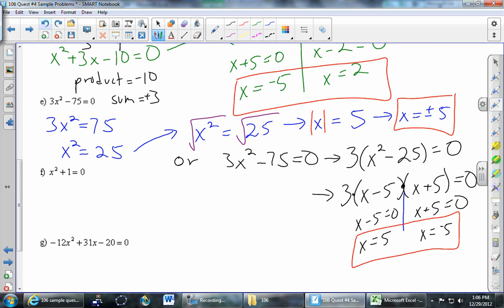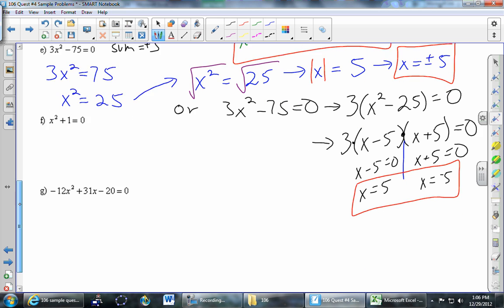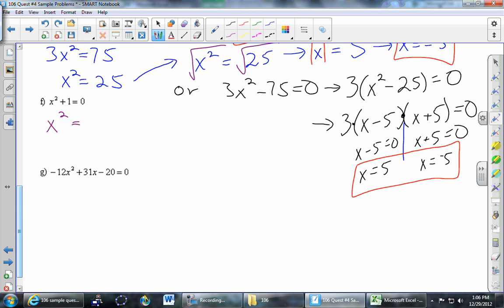Moving on to part F, x squared plus 1 is equal to 0. Again, we're missing that x term, so I'm ready to isolate the x squared. So let's subtract 1 from both sides. And then take the square root of both sides. I'll recopy it here, and then we'll put the square root symbol in a different color.